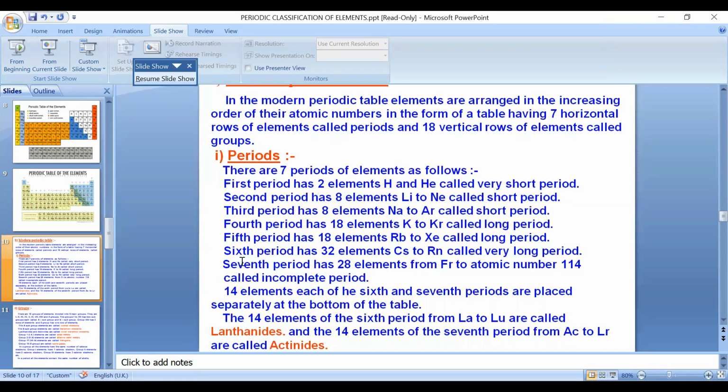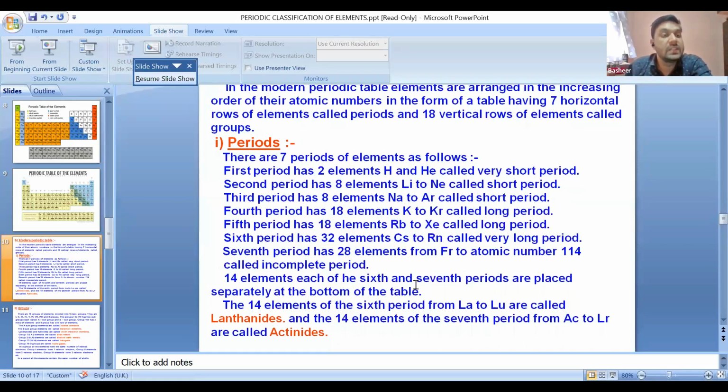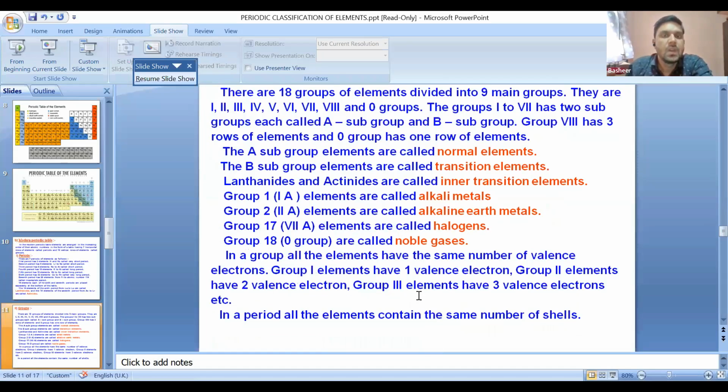Thank you. So these 14 elements we call lanthanides and actinides. Those who are in 9th, 10th or 11th, they don't know about this because this is the 12th portion of the D and F block, lanthanide and actinide. So you just remember till here, what is lanthanide? That is the 6th and 7th period of the periodic table. We place the extra element down in the form of lanthanoid and actinoid series. Okay, this is about the periods.